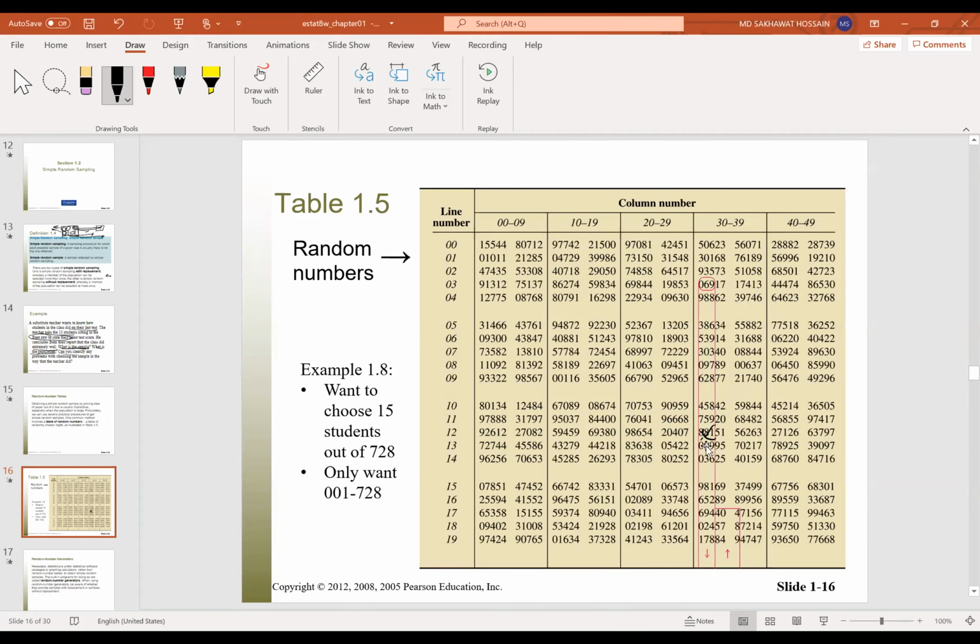selecting this one. Then 009, yes, we have 009, 036, then 981. We do not have this one because we have only 001 to 728. Then the next number will be 652, then 694, then 024, then 178, and then we'll go this way, 849. We do not have this number. Then 578, and you also have to be careful about repetition of the number. If you already selected one number, you're not going to select that number again.